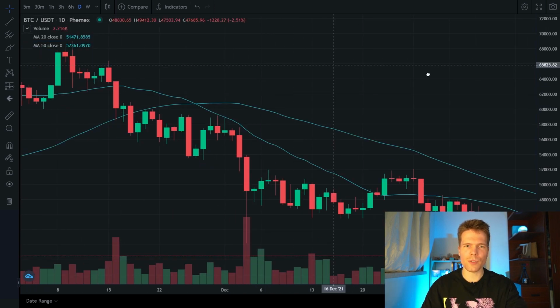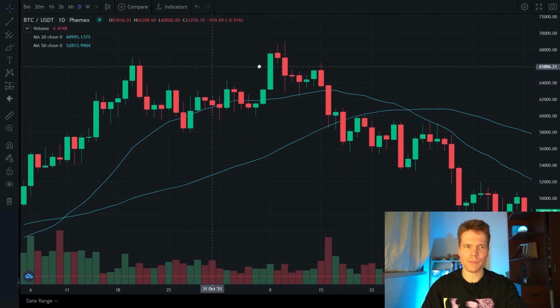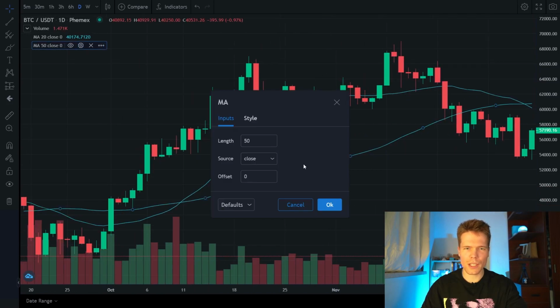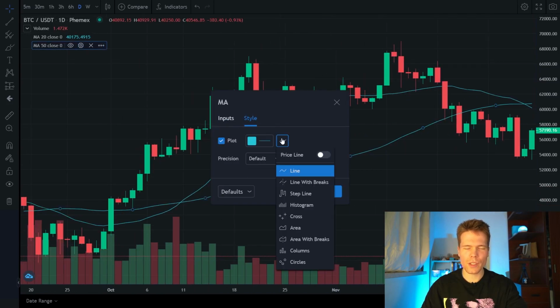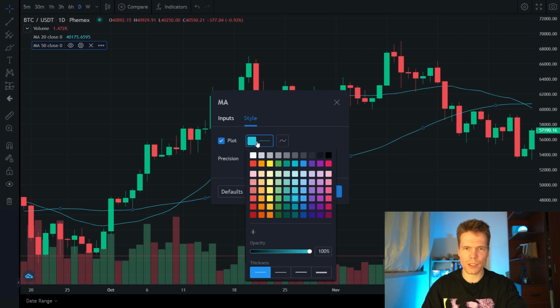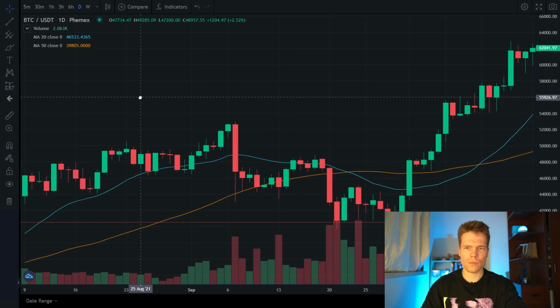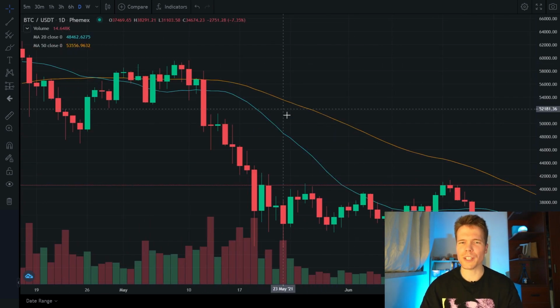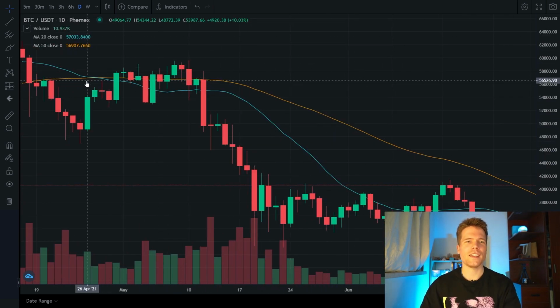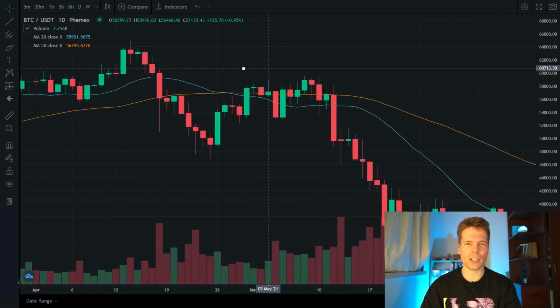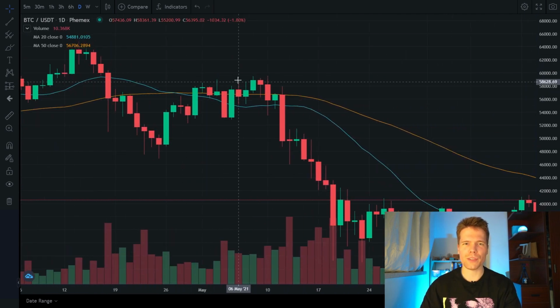All right, now let's go back in time. Also, let's edit this so that the 50 is a different color. We'll make it orange. All right, let's pick some place to start. So here we can see it's ranging for a little while, and that the moving averages are pretty close here, and then they finally cross.